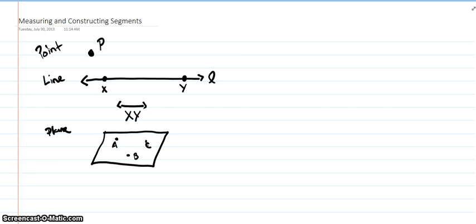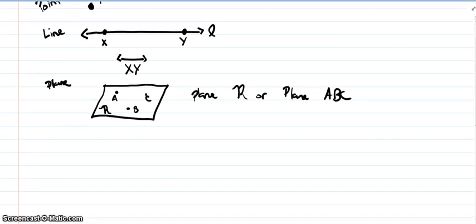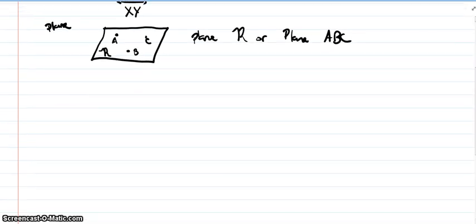And we use script letters to name the plane, so like R. So that would be plane R. Or we can write that as plane ABC because they're the points A, B, C in there. If there are no points, we just call it plane R.